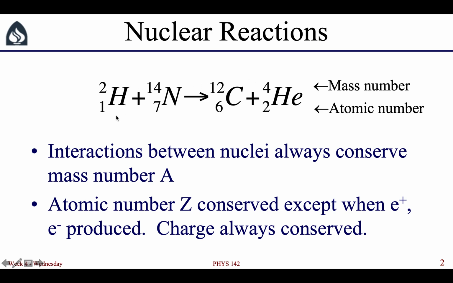The atomic number, which is the number of protons, is also conserved unless a positron or electron is produced by the reaction. Even if that is the case, the charge is always conserved. So if you consider the protons to be positive charges, and a positron as well, and the electron to be a negative charge, then if you add up all of those fundamental units of charge, the products will have the same charge as the reactants.